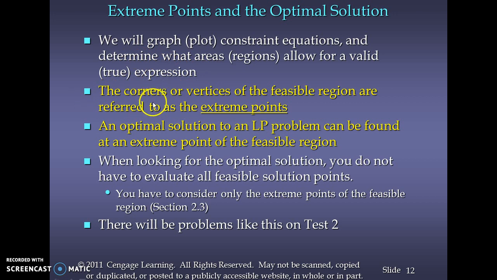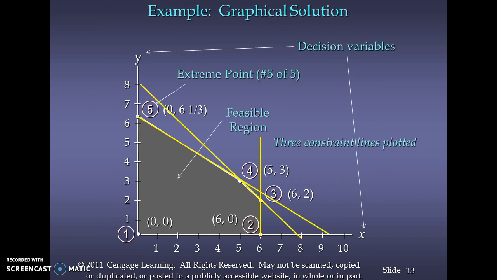So when we plot the feasible regions, we use this term extreme points. So I'm going to bring that up again, and I'll show you what that looks like. And the optimal solution to our types of problems is going to be found at one of these extreme points. So again, we'll have to only consider the extreme points of the feasible region. Now there are going to be at least 1, maybe 2 problems like this on test 2. So what does this look like when we graph things out?